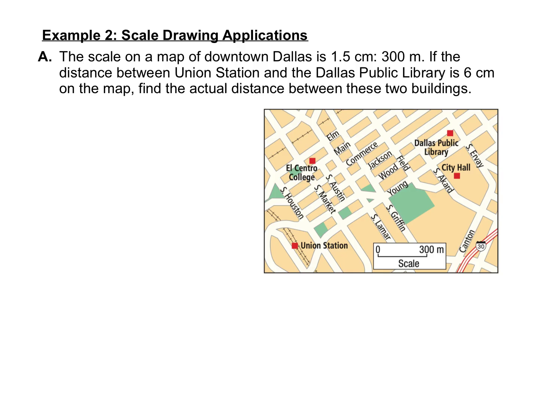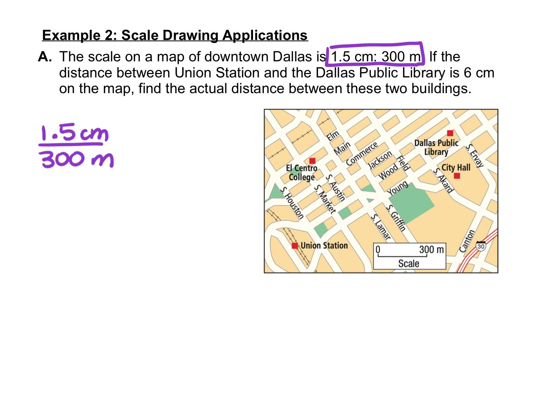For our next example, we're going to move to scale drawing applications, and one great application of a scale drawing is a map. The scale on the map of downtown Dallas is 1.5 centimeters to 300 meters. Now remember that the colon is the fraction bar. So this means our scale is 1.5 centimeters over 300 meters. I would recommend that you leave the units in there to help you do the matching game. That scale means that for every 1.5 centimeters on the map, it represents 300 meters in the real downtown Dallas.